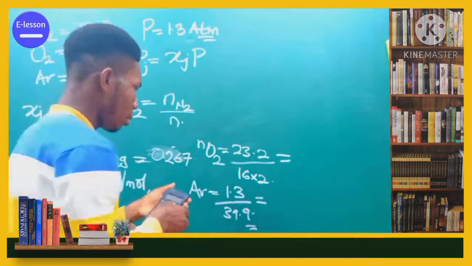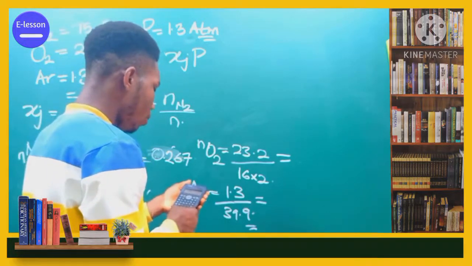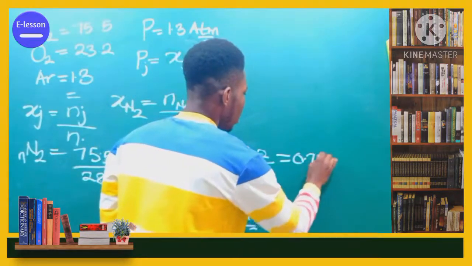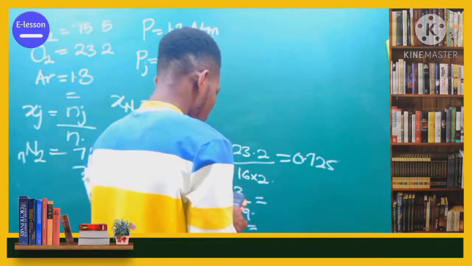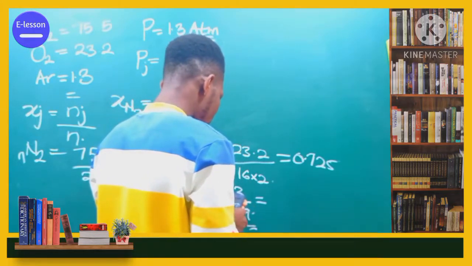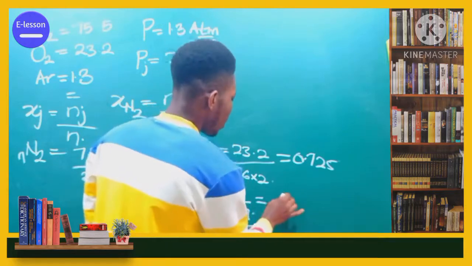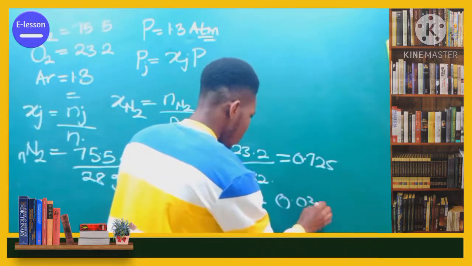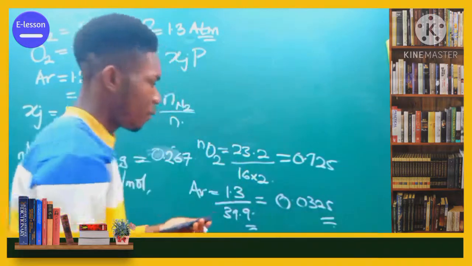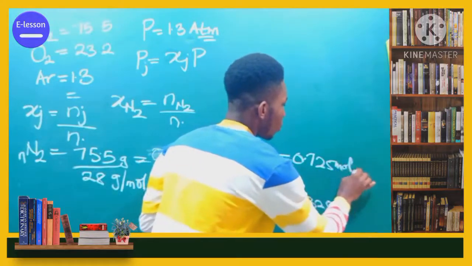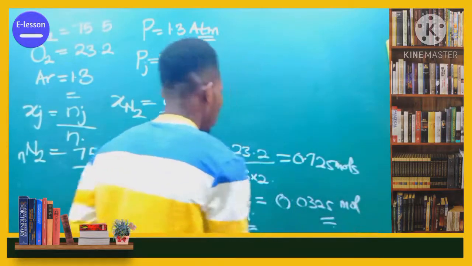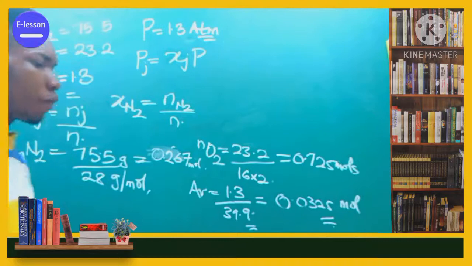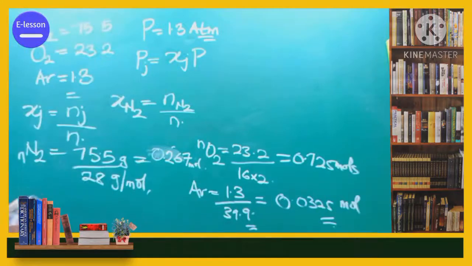7. Then we have 23.2 divided by 32. This gives us 0.725. 1.3 divided by 39.9 gives us 0.0325, all in moles. So this is the number of moles of each of the components.